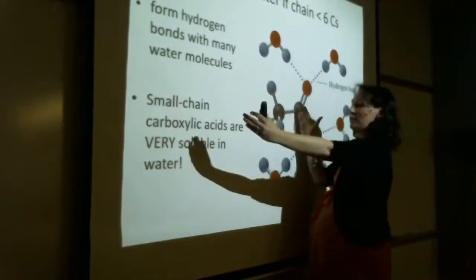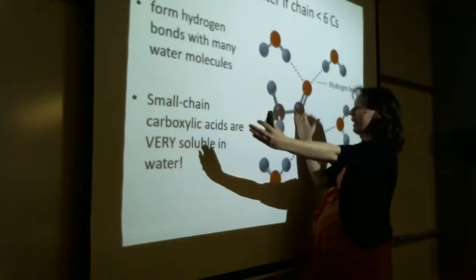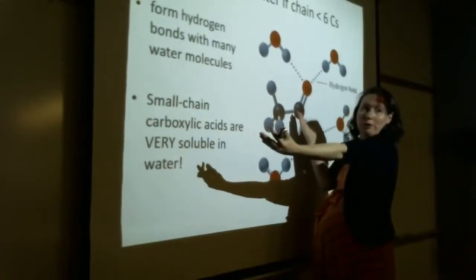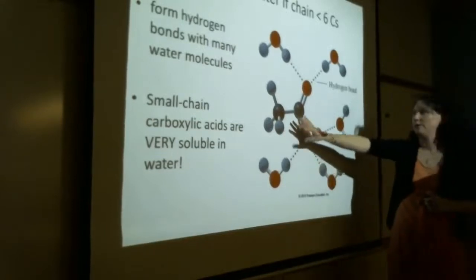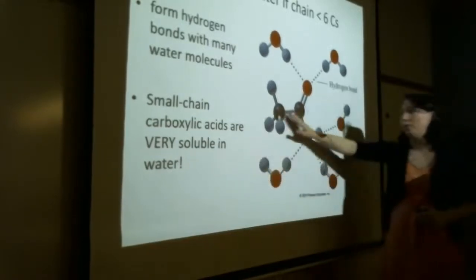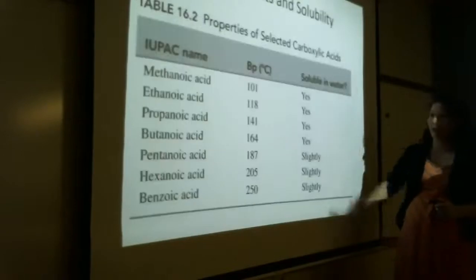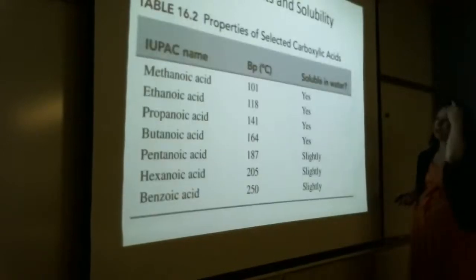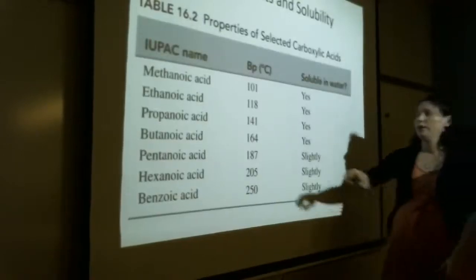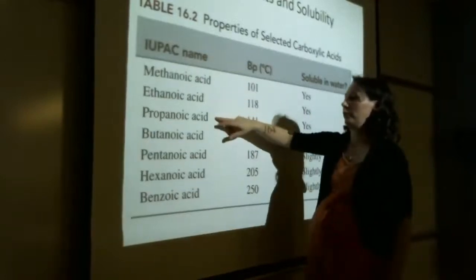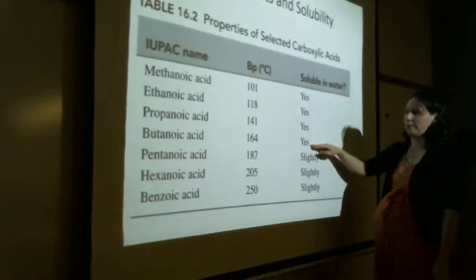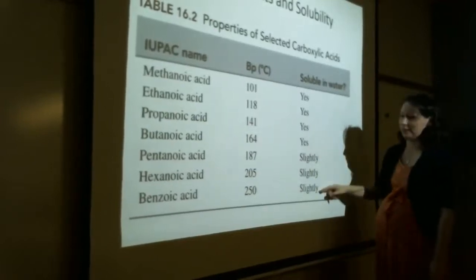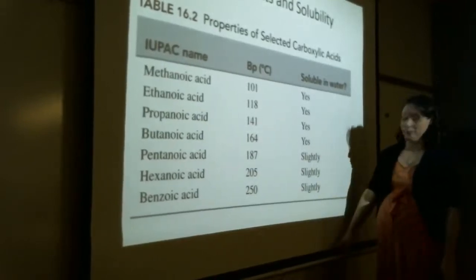If this chain gets to be too long, well, now this chain is not capable of hydrogen bonding. So now it becomes a barrier to solubility, right? Because this piece down here is too nonpolar to offset the polar part. And this figure's in your book, right? So methanoic, ethanoic, propanoic, butanoic, pentanoic. At butanoic, we start getting slightly soluble, and then after that, it would be insoluble.